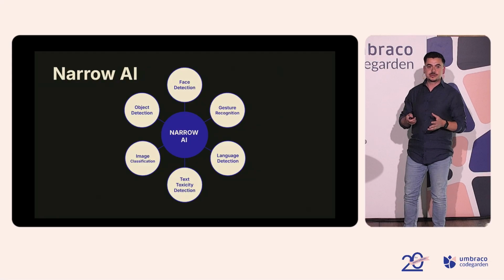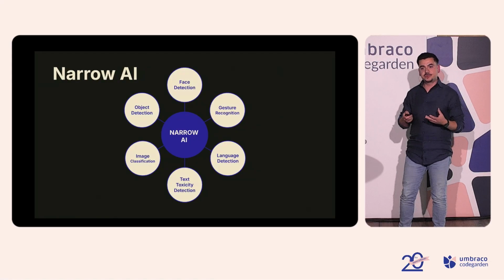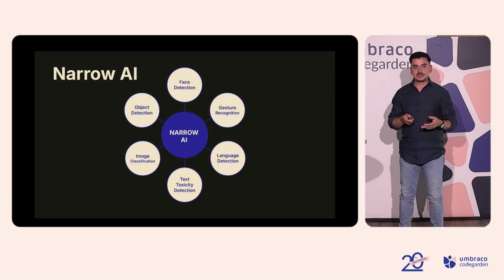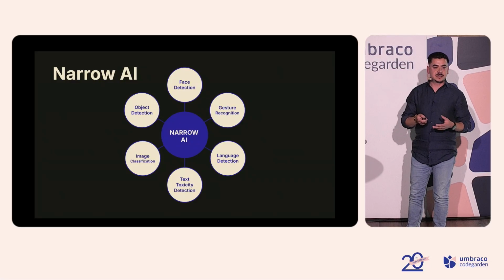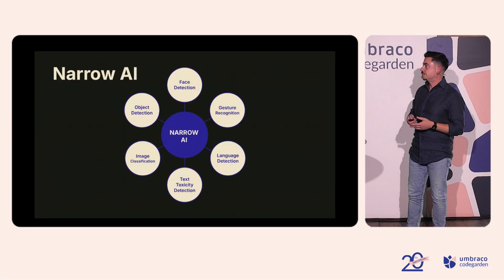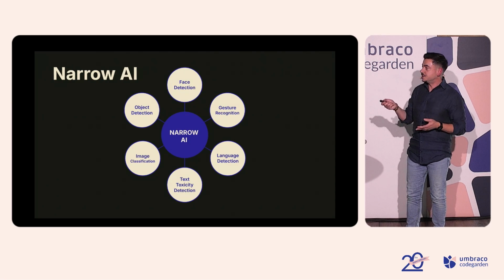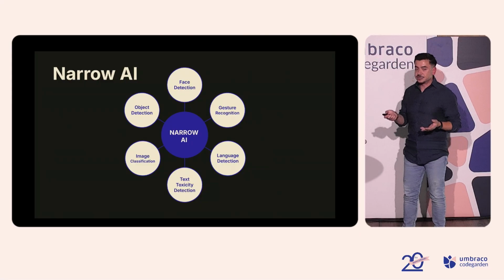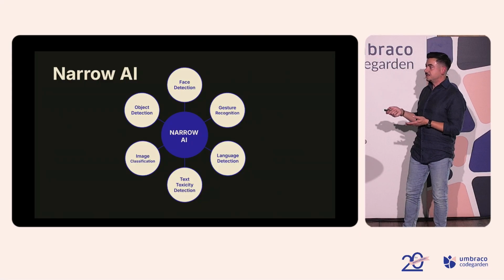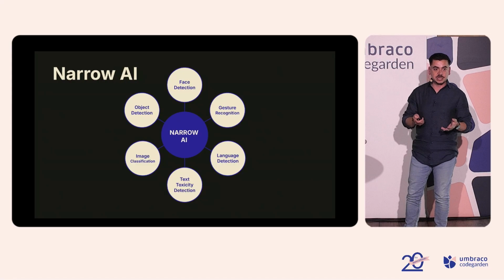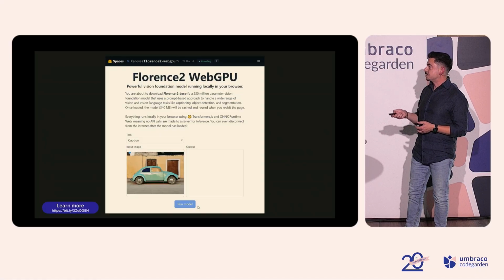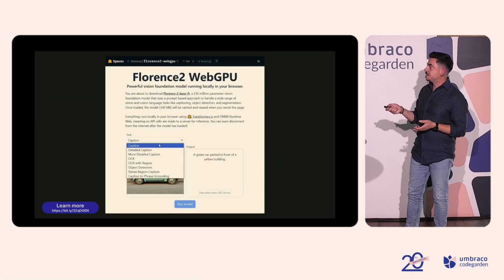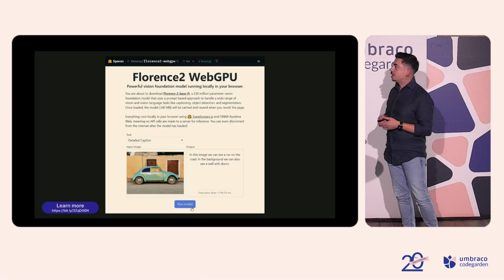These models are also created in a way that they only accept a certain input, such as an image or a certain structured text, and create a structured output for each query. And it did some of these tasks for us: face detection, gesture recognition, language detection, text toxicity detection, image classification, or object detection on images. Here we see the Florence 2 WebGPU demo.